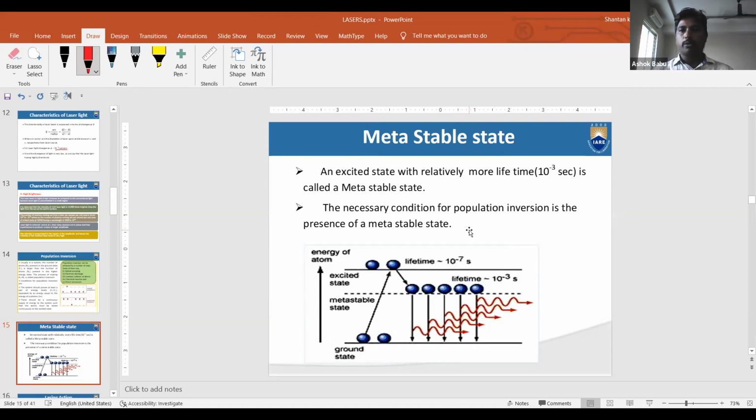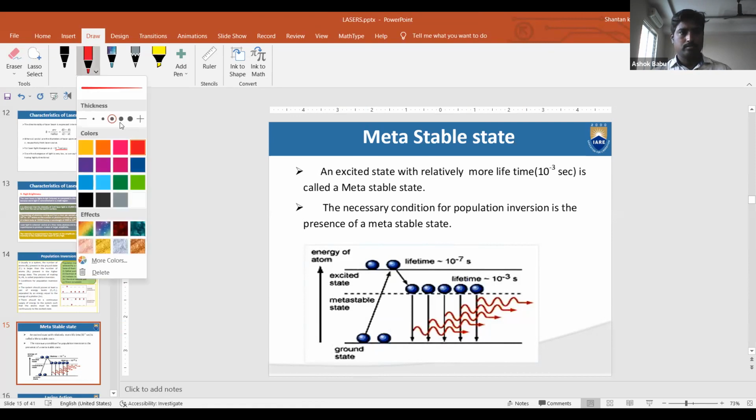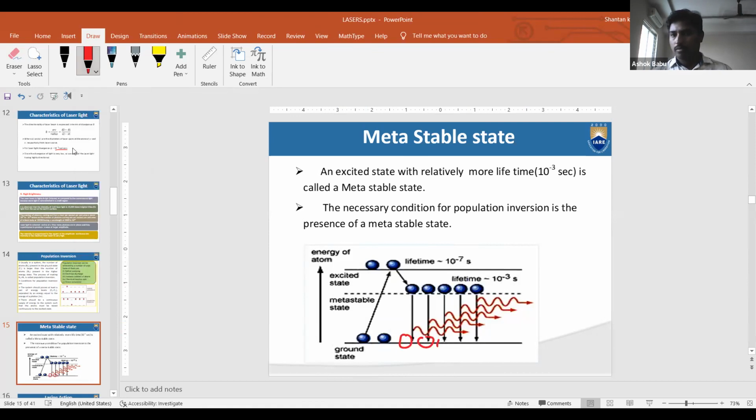Because it holds atoms for the maximum time, the number of atoms in the metastable state increases. At the same time, using the pumping mechanism, we send atoms from the ground state to the higher energy states. For example, initially we have more atoms in the ground state than in E2 and E3. This is E1, this is E2 and E3. In the diagram, the E2 state is the metastable state. Using the pumping mechanism, we send the atoms to the E3 energy state.